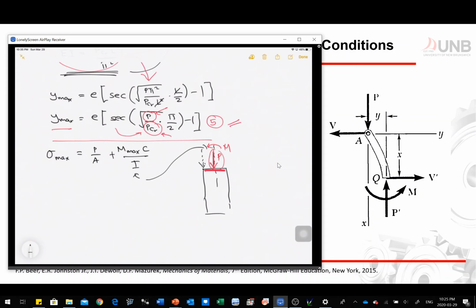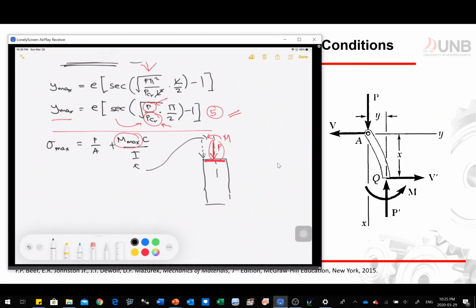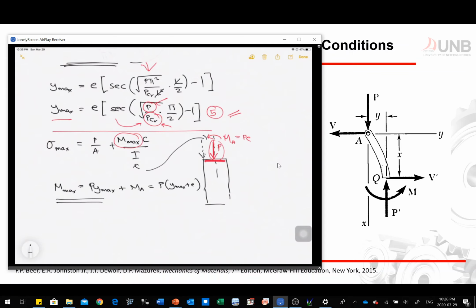Now, how can we get our maximum moment? Our M max is equal to P times Y max plus M sub A. Take note that M sub A is equal to P times E. So as we discussed before, P Y max plus M A is equal to P times (Y max plus E). That's how we're going to get our maximum moment.